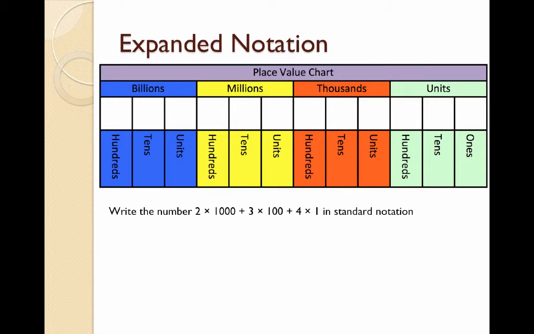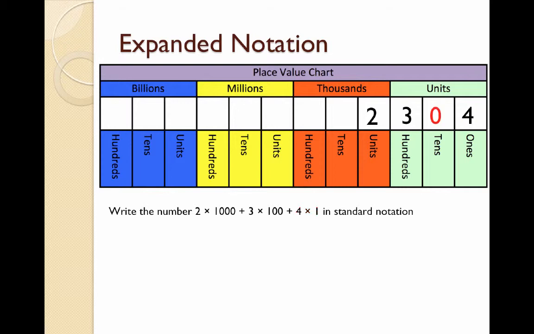Okay, let's move on. Now what we've got to do is go back the other way, where I give you some expanded notation and you've got to try and put it into standard notation. Standard notation just means normal numbers that you're used to writing. Alright, we start off with 2 times 1,000, or 2 lots of 1,000. That means that the 2 goes in the thousands column. 3 lots of 100 means that a 3 goes in the hundreds column, and then 4 lots of 1 means a 4 goes in the ones column.